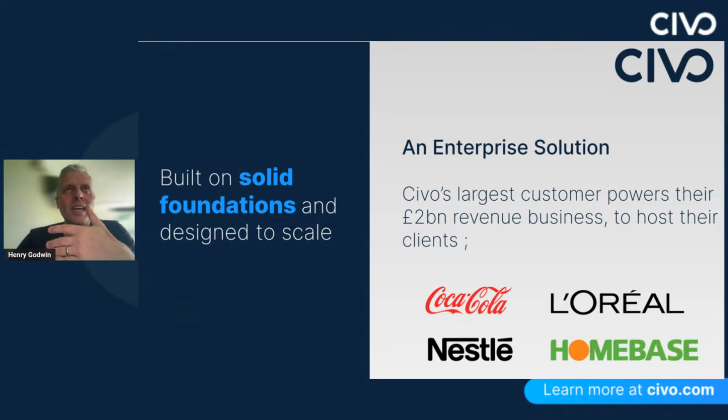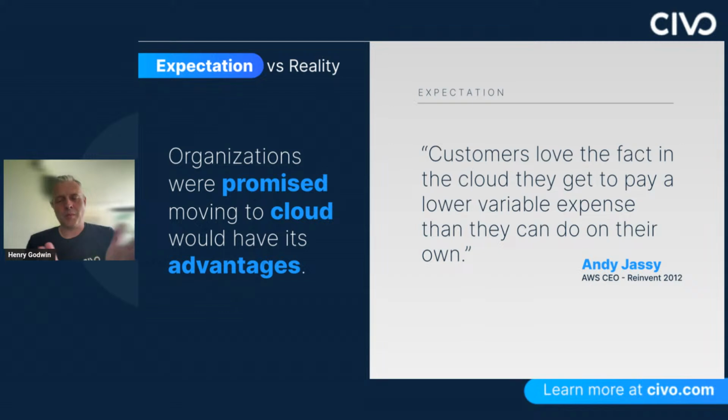But let's look into the past before we look into the future. In the past, I'm quoting Andy Jassy here, the AWS CEO in 2012, the customers love the fact that in the cloud they get to pay a lower variable expense than they can on their own because of those economies of scale that were promised in terms of having access to large amounts of infrastructure, because AWS can buy it at huge scale and therefore better pricing, passing on those price advantages to the consumer.